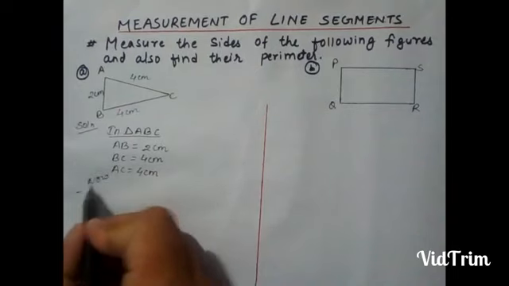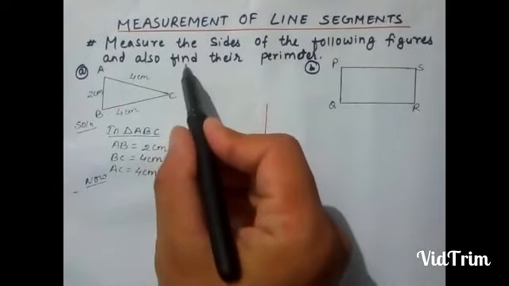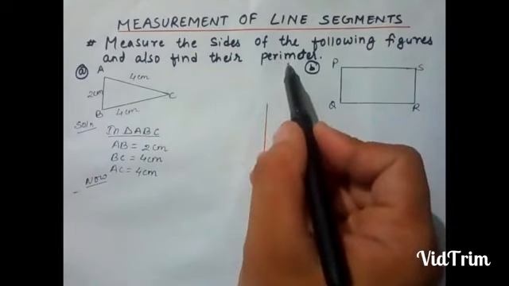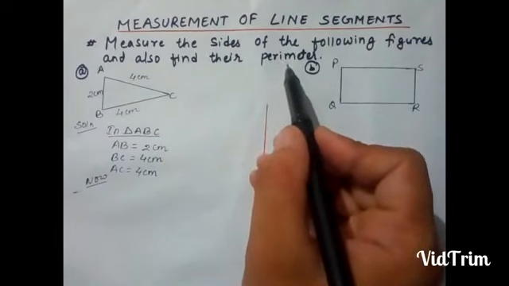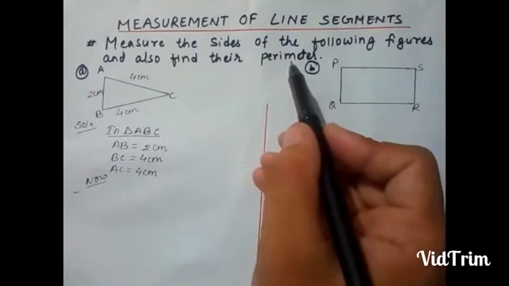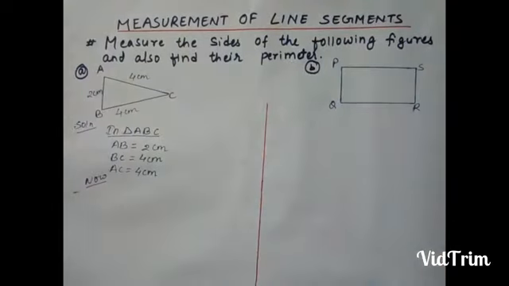Now according to the question, we need to find their perimeter too. So students, before finding perimeter, let's understand the concept of perimeter here. Perimeter is simply the sum of all the sides of the polygon.